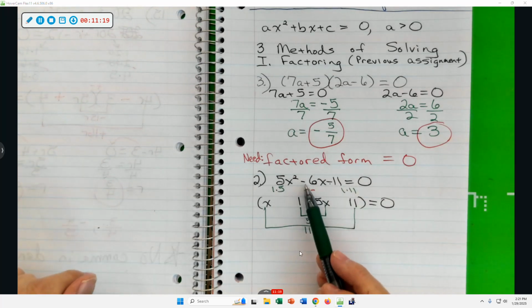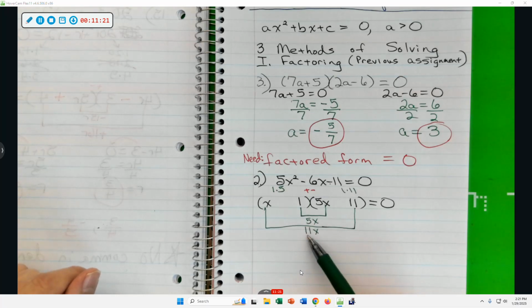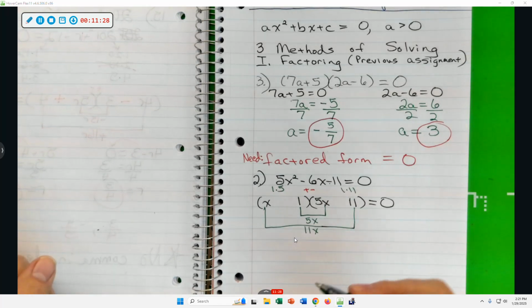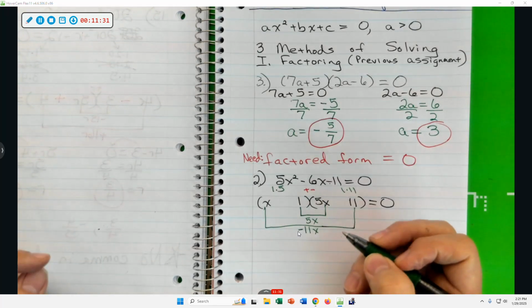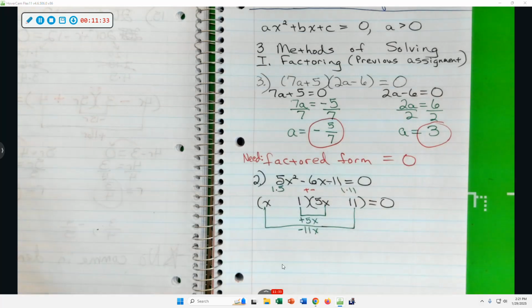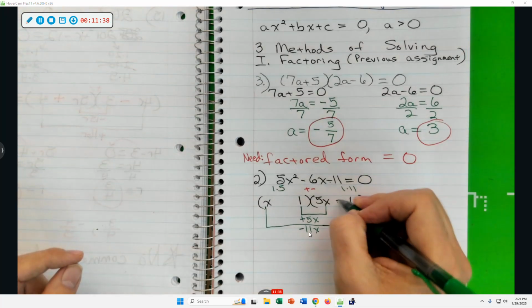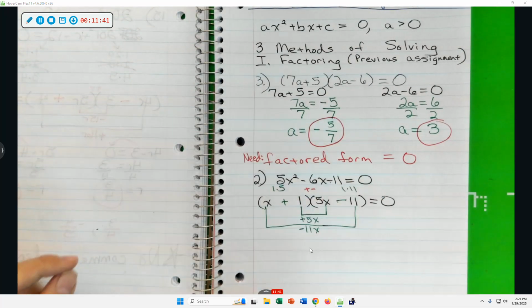But we need a negative 6. So which one of these needs to be negative, the 5x or the 11x, so that when we combine them, we get a negative 6x? I heard someone say it. 11x. Okay, that needs to be negative, and this one needs to be positive. So to get a negative 11x, we better have the minus there and the plus there. Did y'all follow my logic? There's a lot of thought going on in here to decide how to factor those things.